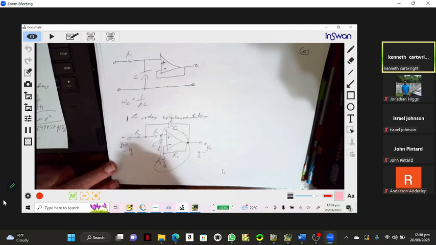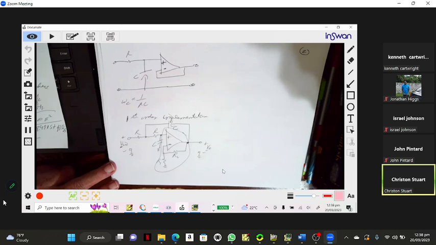Nobody can tell me what that circuit forms? Create from that op amp and R1 and R2. Is it a non-inverting op amp? It's a non-inverting op amp circuit, yes. It's just an amplifier, a non-inverting amplifier.